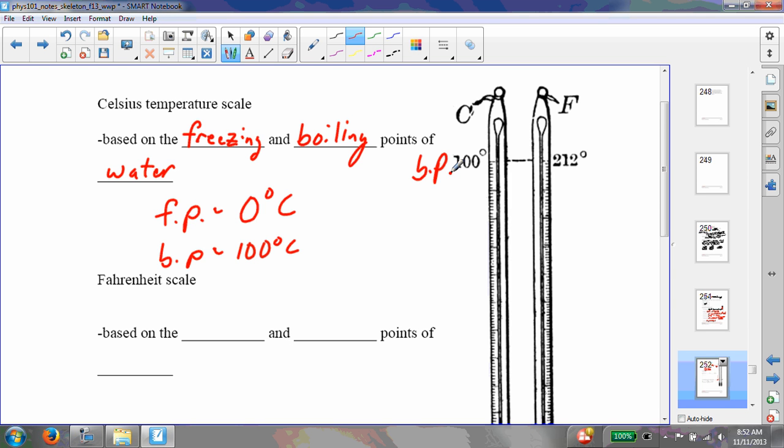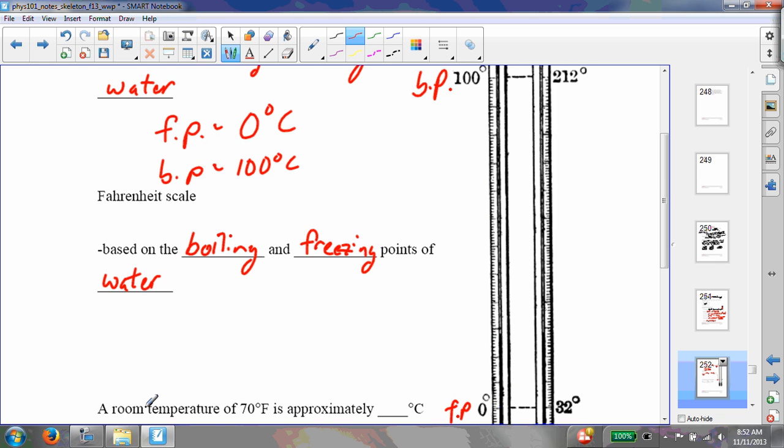The Fahrenheit scale is set very similarly. It's based on the boiling and freezing points of water as well. But obviously they have different values attached, where the freezing point is 32 degrees Fahrenheit. This is my freezing point. And 212 degrees Fahrenheit is my boiling point.